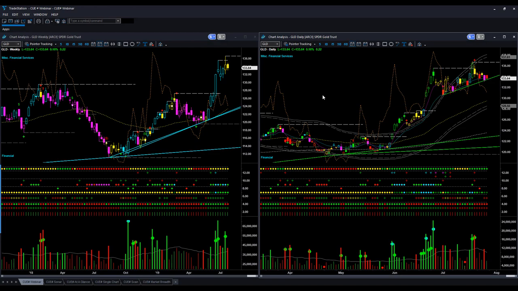Gold ETF, GLD. In the weekly chart, in this area, gold went up strongly. The weekly backdrop candle color was bullish, cyan. For past 2 weeks, the backdrop candle color changed to yellow. This week's candle shape is bearish.